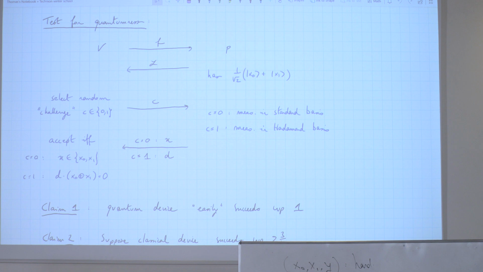And I'm going to check this, okay? So when I execute the test, here will come out some x, and I'll evaluate f on x and check that f of x is equal to y. The other challenge corresponds to: please measure in the Hadamard basis. If they measured in the Hadamard basis, we did the calculation before, you're going to get the string d, whose inner product with the two pre-images is equal to 0, and I'm going to check that.